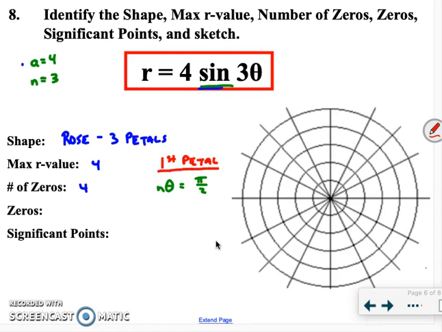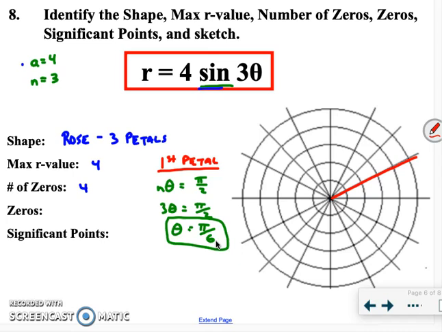Now, if this were simply a cosine problem, no big deal. On a cosine, first petal always goes on the polar axis. That's not what we have, though. So for this particular problem, we're going to have to solve for it. We've already established that n is equal to 3, so 3 theta is equal to pi over 2, multiplying both sides times 1/3. I know that theta is equivalent to pi over 6. So again, that's where my first petal is going to live.